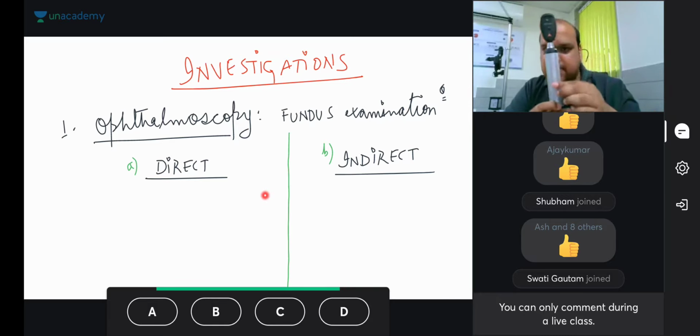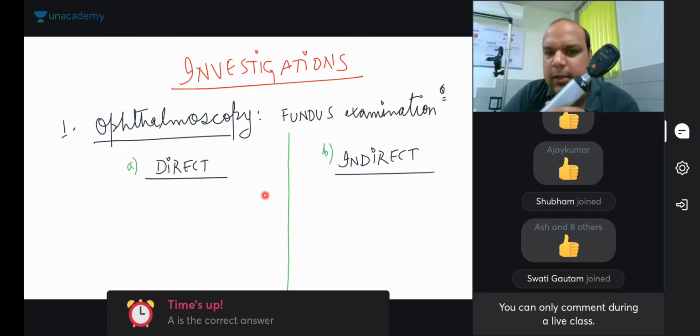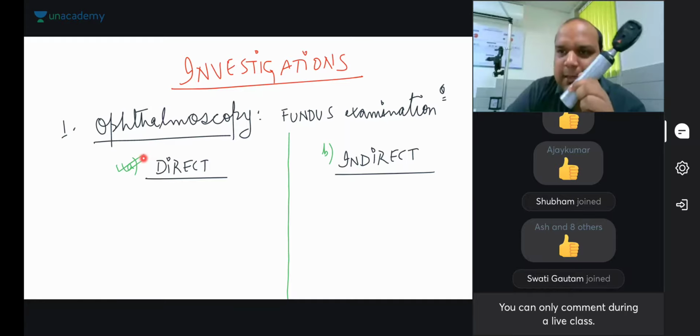I'm surprised, guys. Even if you're a third year student, I would be surprised. 91% of you have answered it correctly, so 1 or 2% of people have answered it wrongly. Okay, very good. This is a direct ophthalmoscope. Please remember, this is a direct ophthalmoscope.